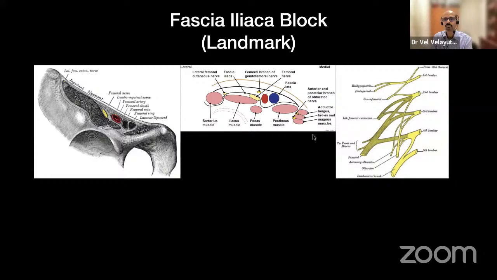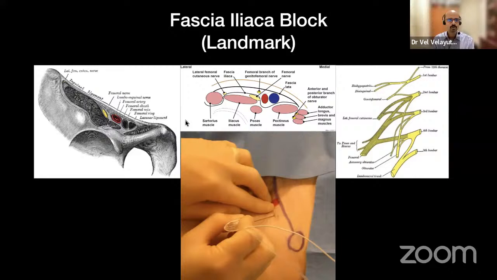So landmark-wise, what do you do? You basically draw a line from your pubic tubercle to your anterior superior iliac spine. So that's the mark for the anterior superior iliac spine. And then in that line, you divide into three parts, and at the junction of the medial third and lateral third, you want to feel the femoral artery. Once you feel the femoral artery, you go a centimeter lateral and then go pointing up towards the head.